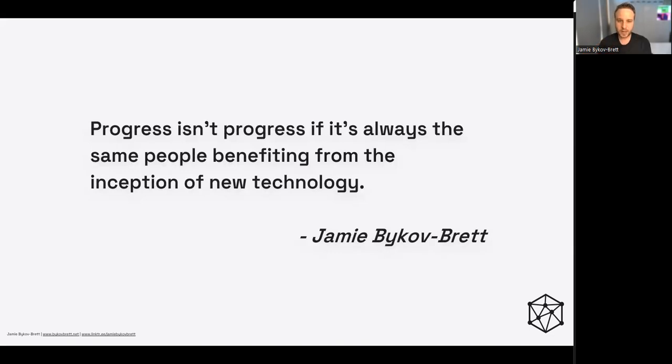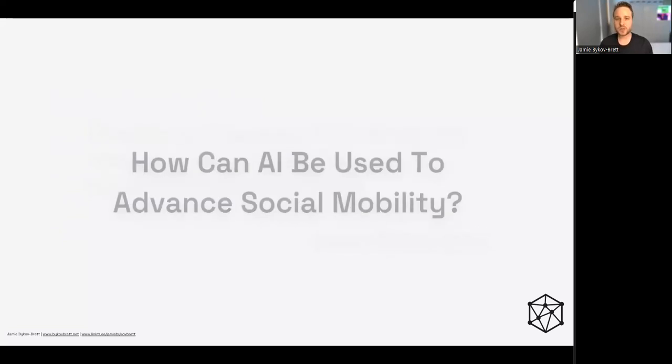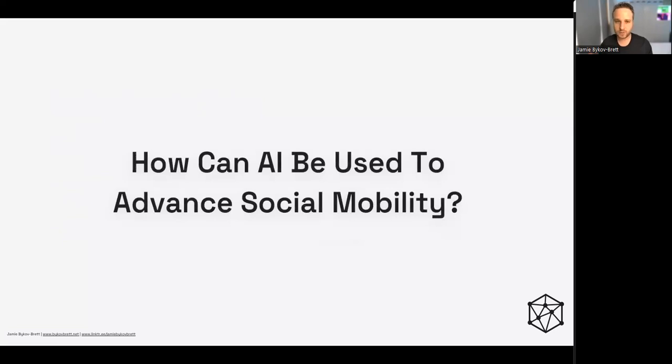So, one aspect of this that's important is to remember that progress isn't progress if it's always the same people benefiting from the inception of new technology. So, how can AI be used to advance social mobility?